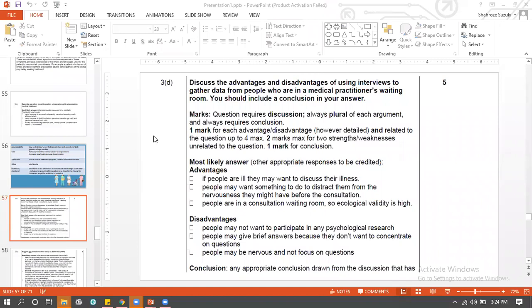All right, so discuss the advantage and disadvantage of what? Of using interviews to gather data from people. What type of people? Who are in the hospital waiting room.